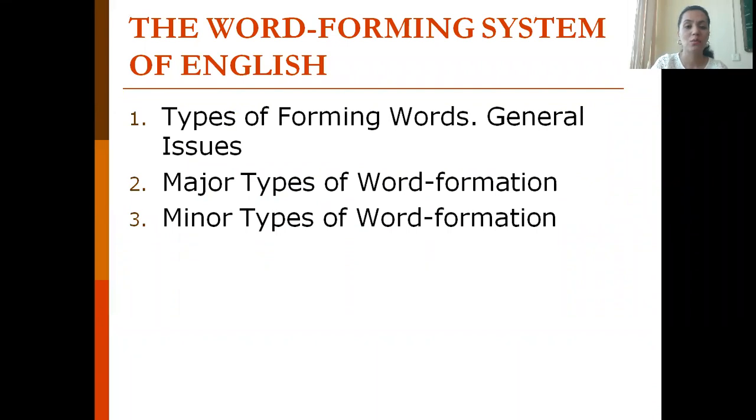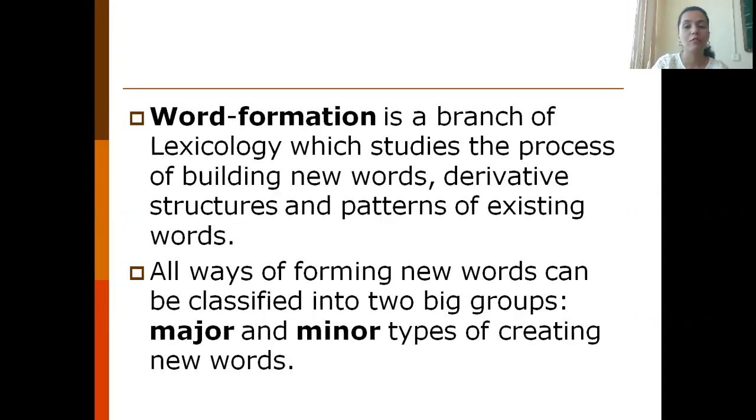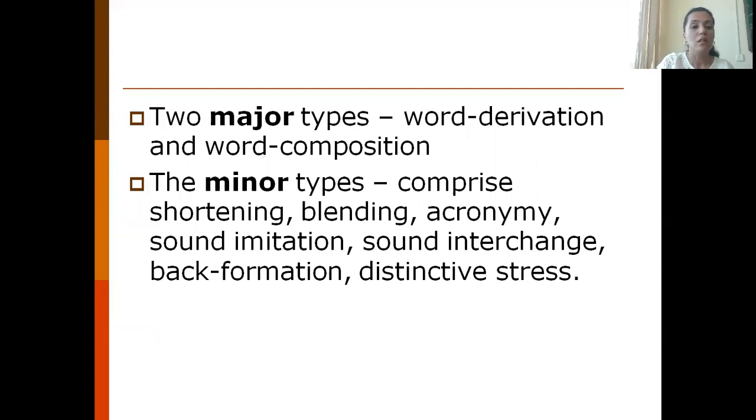So we know that there are two types of word forming system, major type of word formation and minor type of word formation. What is word formation? Word formation is a branch of lexicology which studies the process of building new words, derivative structures, patterns of existing words. All ways of forming new words can be classified into two big groups, major and minor types of creating new words.